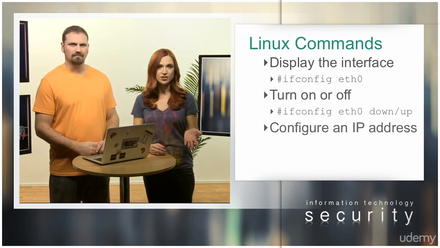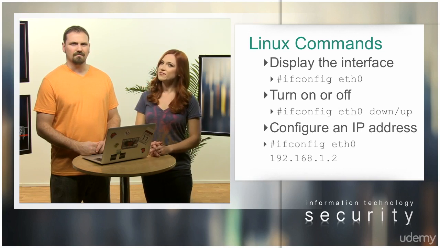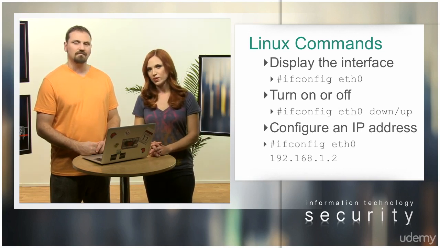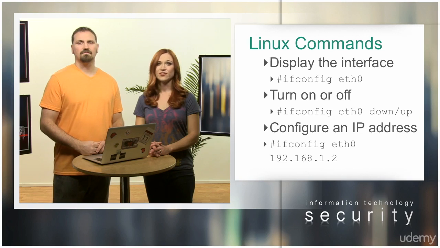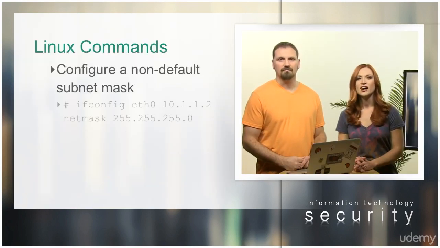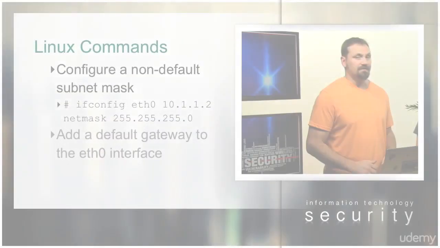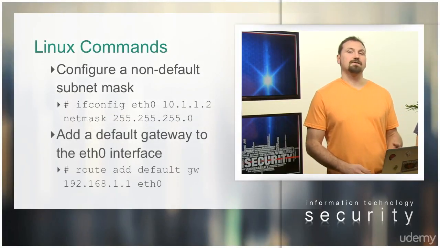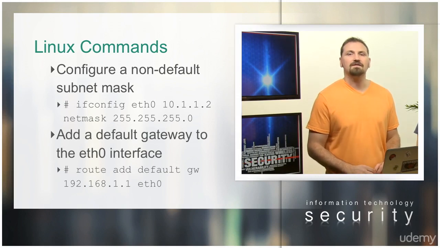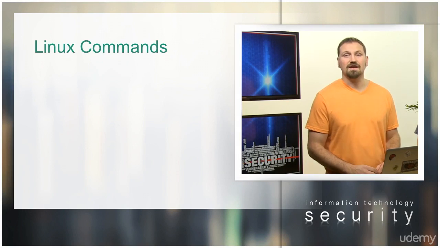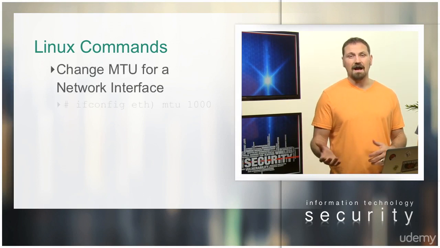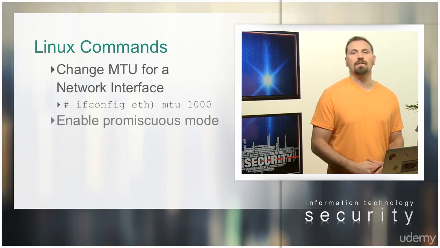To configure an IP address with the default subnet mask, # ifconfig eth0 192.168.1.2. To configure a non-default subnet mask, # ifconfig eth0 10.1.1.2 netmask 255.255.255.0. Now to add a default gateway to the eth0 interface, # route add default gw, put in the IP address, eth0. To change the MTU for a network interface, # ifconfig eth0 mtu 1000.